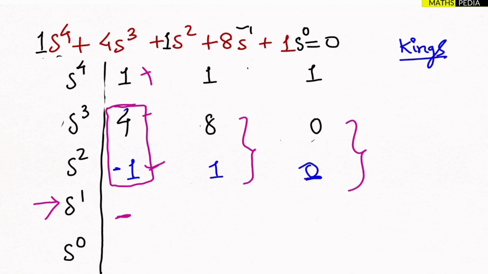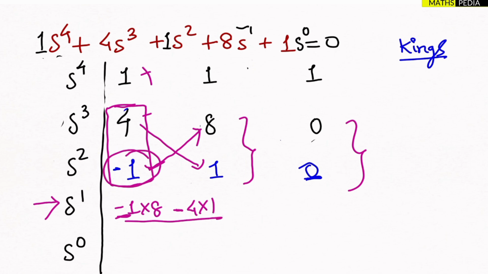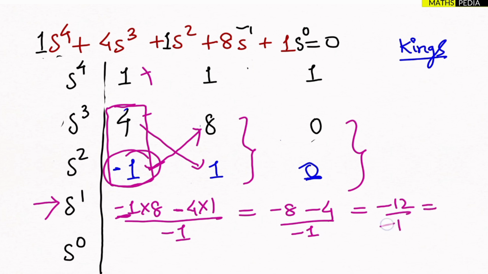Simple. So bottom king into the top one, so minus 1 into 8. Then put minus sign. Top king into the bottom one, 4 into 1, divided by the bottom king, which is nothing but minus 1. How much will it be? Minus 8 minus 4 divided by minus 1. So it will be minus 12 by minus 1. Minus minus cancel. So it will be 12.